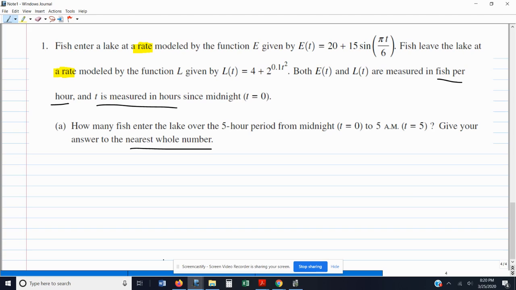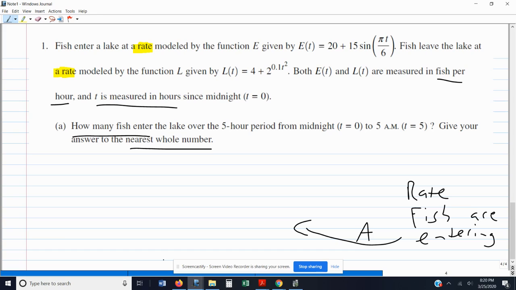The fact that they gave us the rate fish are entering, and they are asking us how many total fish enter the lake, means that we're going to need the antiderivative because that would give us the total number of fish. And we know that the derivative brings us back to it being a rate.